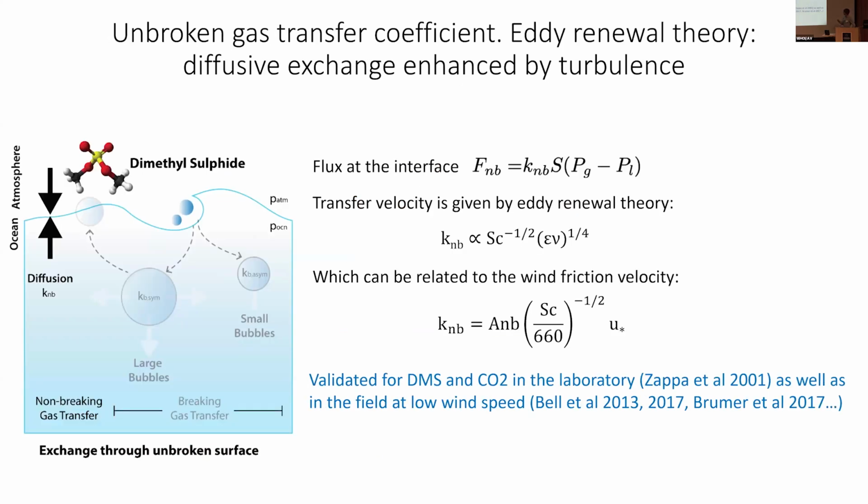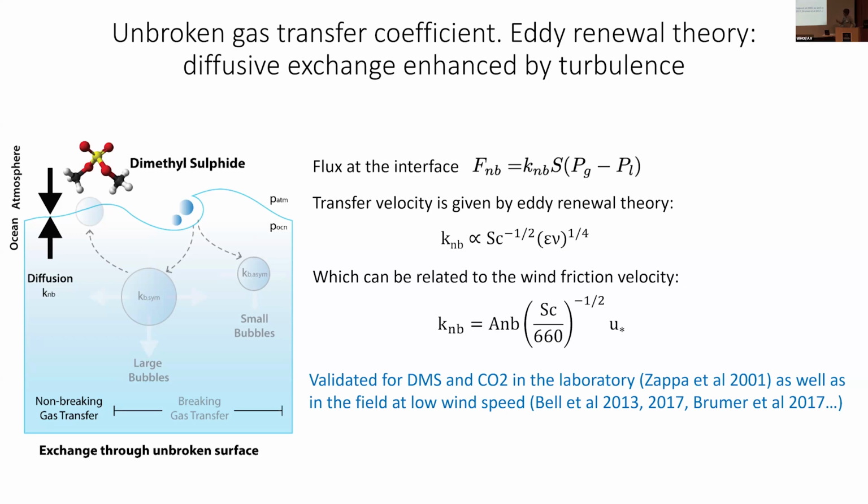So we can start with the unbroken surface. You consider a surface, and you can go back to textbooks in the 60s that tell you something called eddy renewal theory. You have a certain concentration in the air and in the water, and because your water side is turbulent, what's going to control the flux is the renewal time at the surface. If it was purely diffusive, it would be much lower, but because the water has some turbulent motion, this turbulent motion constantly brings fresh water to the surface that can flux out or in.